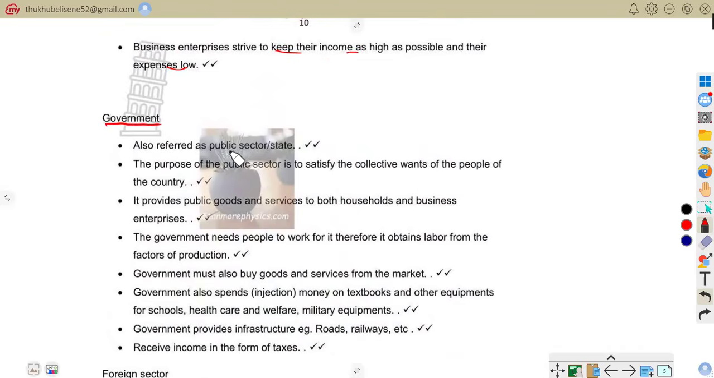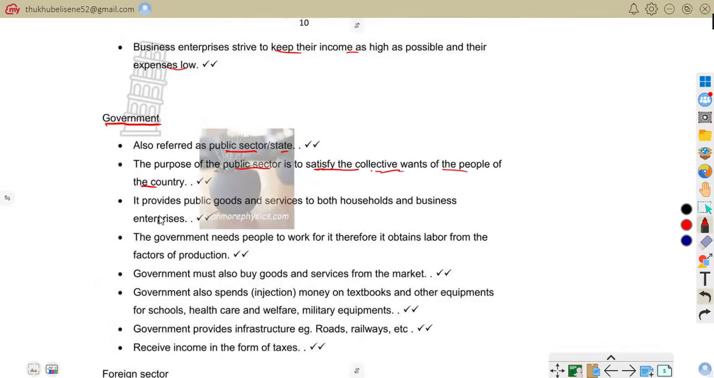So government is also referred to as the public sector or state. Government manages public services and national affairs. The purpose of the public sector is to satisfy the collective wants of the people of the country. So it means that government provides services that benefit everyone, like the government providing public health care for everyone.